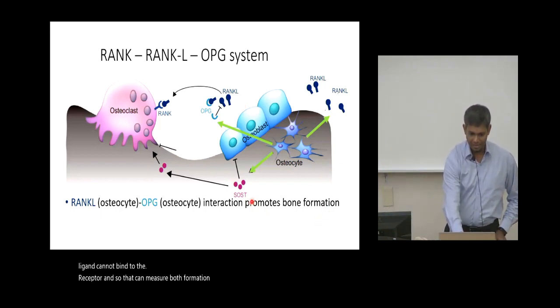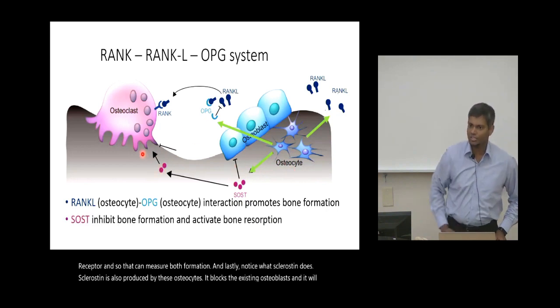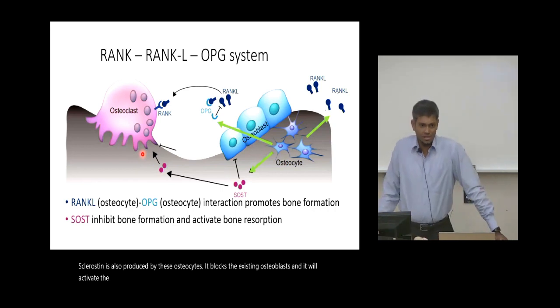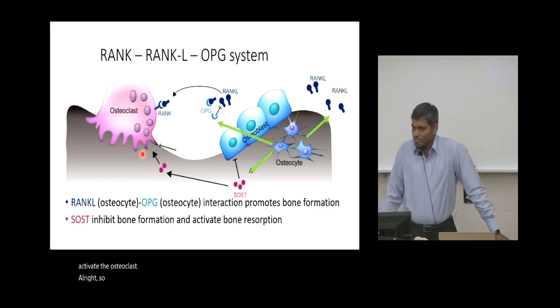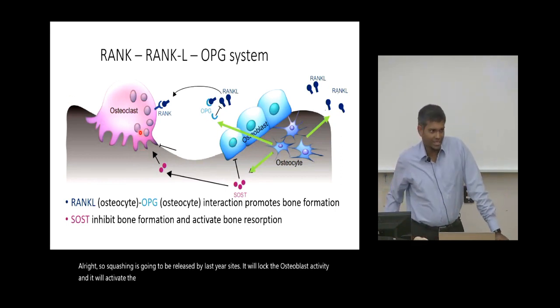And lastly, notice what sclerostin does. Sclerostin is also produced by these osteocytes. So sclerostin is going to be released by osteocytes. It will block the osteoblast activity and it will activate the osteoclast activity.